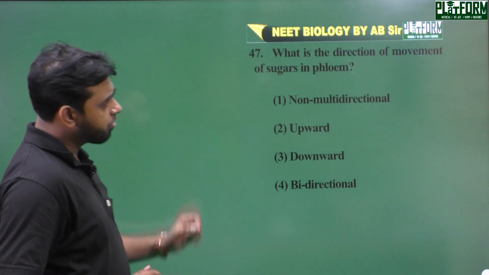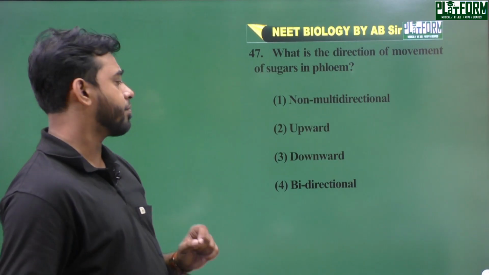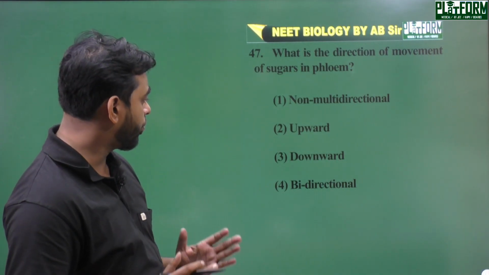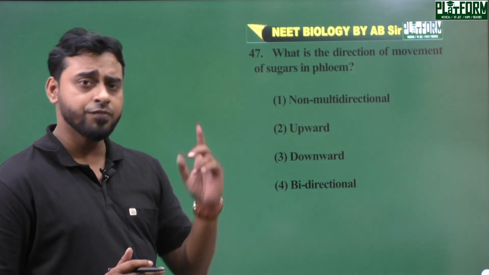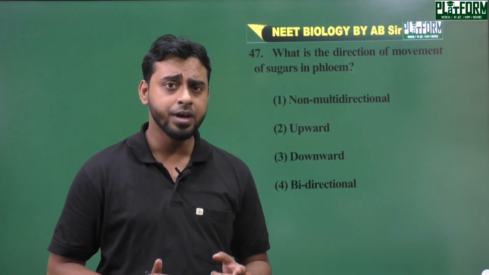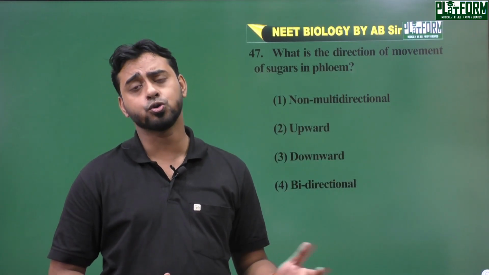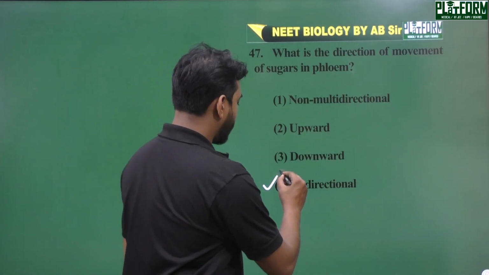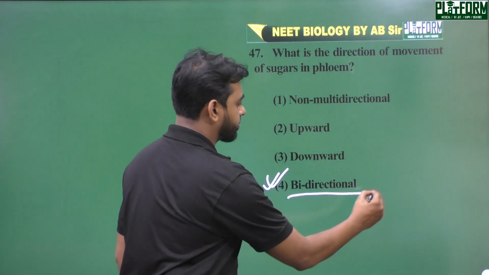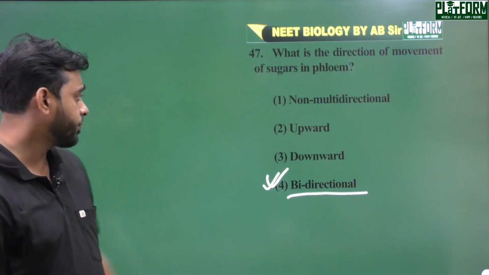Okay. Now definitely in phloem the movement is always bidirectional. If I am talking about the ascent of sap, the movement is unidirectional, but the food transport through phloem is a bidirectional process.